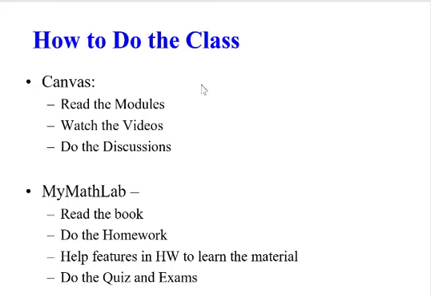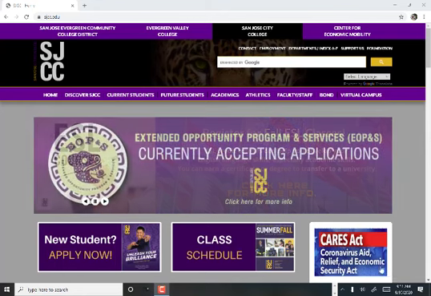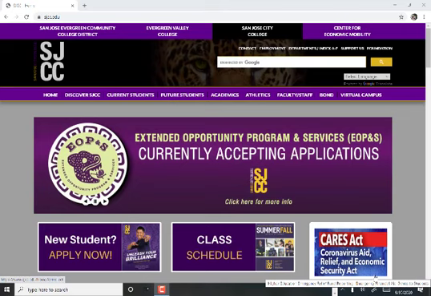Our class has two management systems, Canvas and MyMathLab. In Canvas, you'll read the modules, watch the videos, and do discussions. Whereas in MyMathLab, you read the book, you do the homework. There's lots of help features in the homework to learn the material, and you'll also do the quizzes and the exams. Let me first show you Canvas.